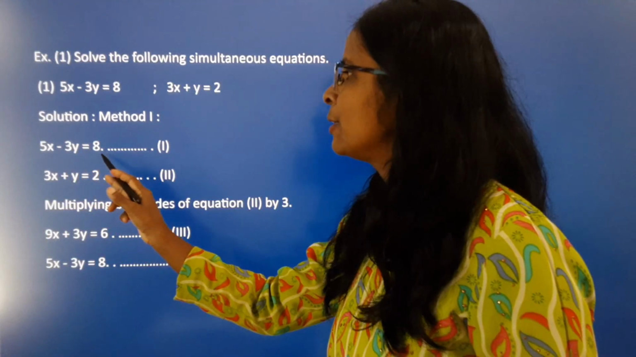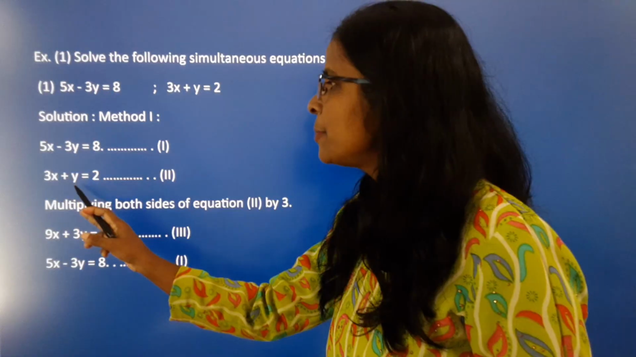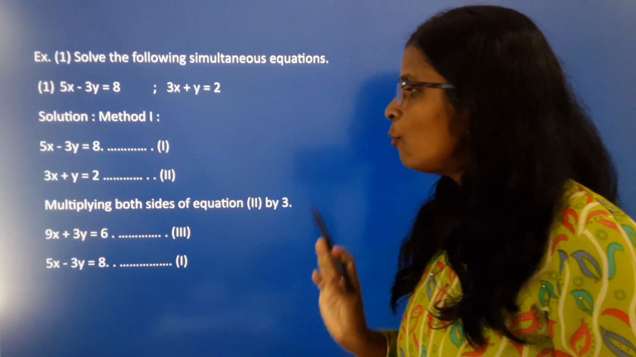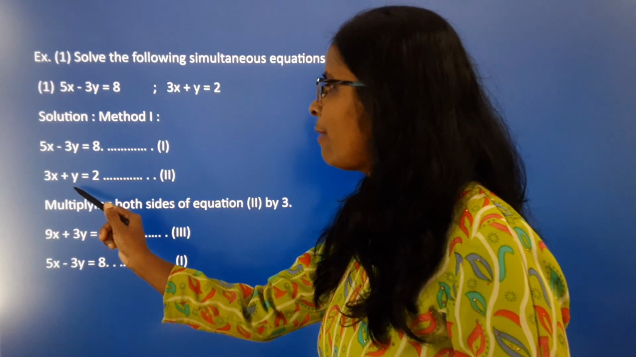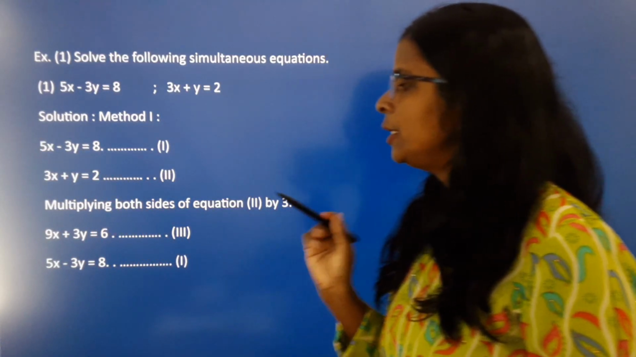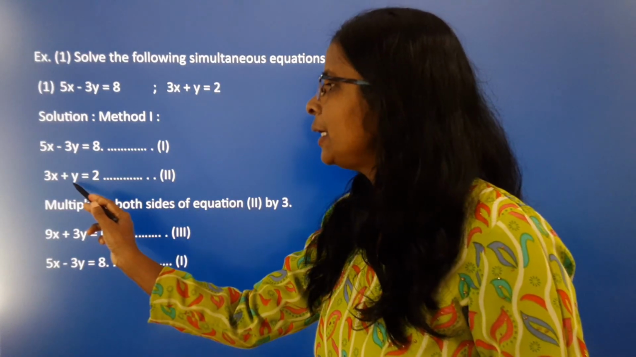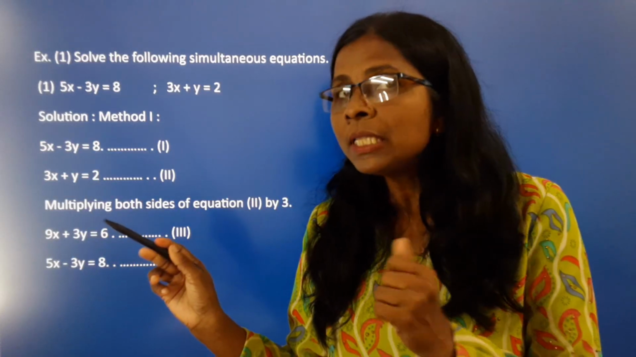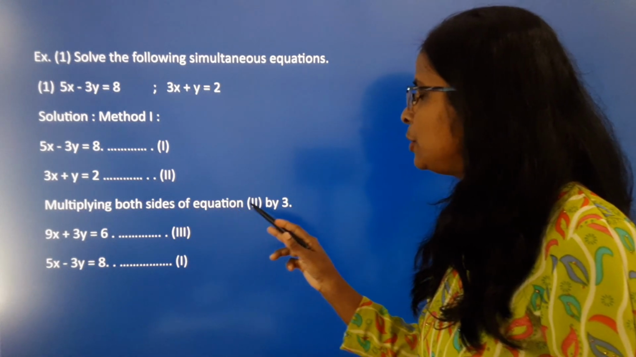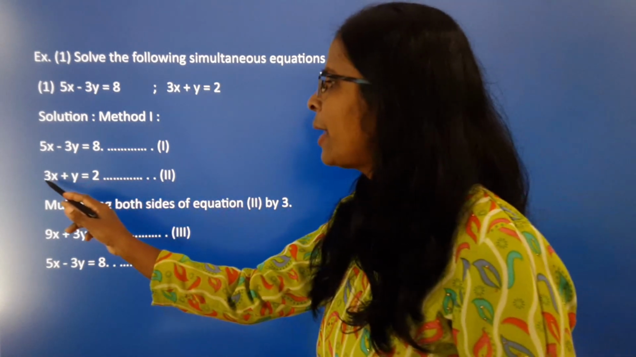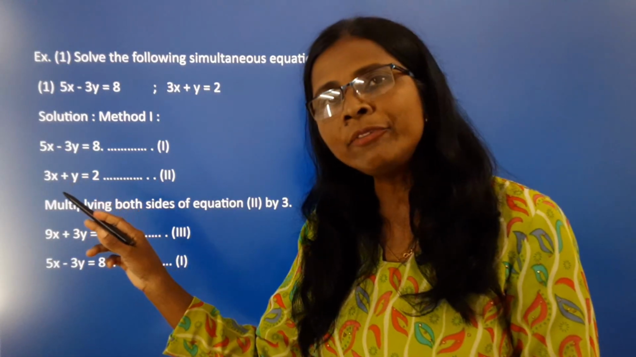5x minus 3y is equal to 8, call it the first equation. And the second one, that is 3x plus y is equal to 2. Now here see that in the second equation there is a y, and in the first equation there is a minus 3y. So you make that y's coefficient 3. How is it possible? So multiplying both sides of equation 2 by 3. If you multiply this second equation by 3, then you have y with coefficient 3.